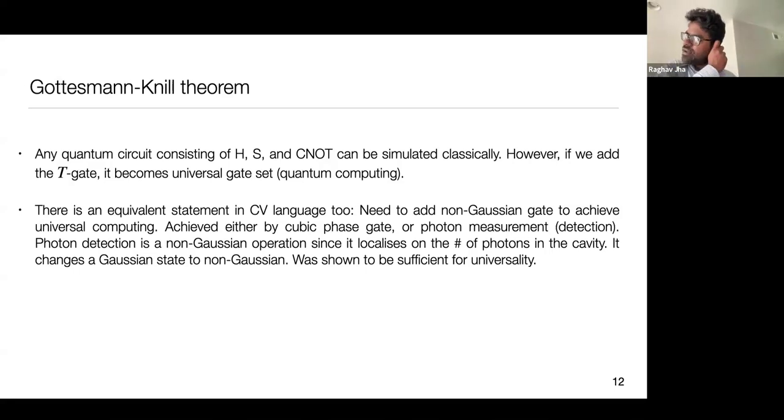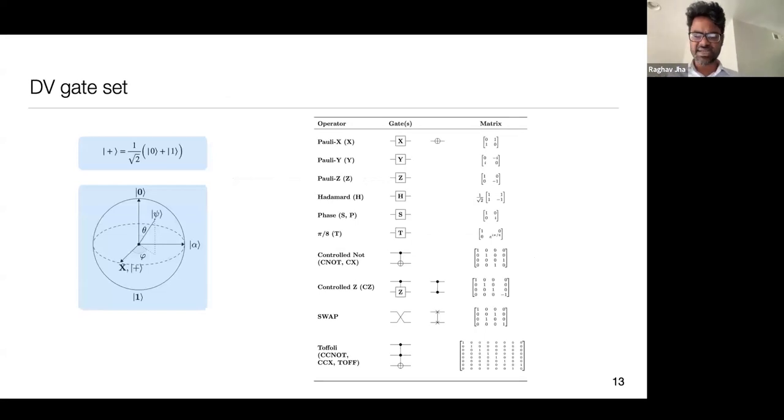There's an equivalent statement in the CV language as well, which says that you need some non-Gaussian operators to achieve universal quantum computing. And people do that using, say, photon detection or some other non-Gaussian gates. If you have any of these things, then you achieve universality. By universality, I mean that any computation can be done in terms of those gates. It's like the universality of classical computing when we use NAND gates, NOR gates, AND gates in Boolean logic. We say that some gates are universal. It's exactly the same thing, just that now everything is quantum. So what is the discrete gate set? For example, I talked about H, S, and CNOT. The H gate, for example, is shown here.